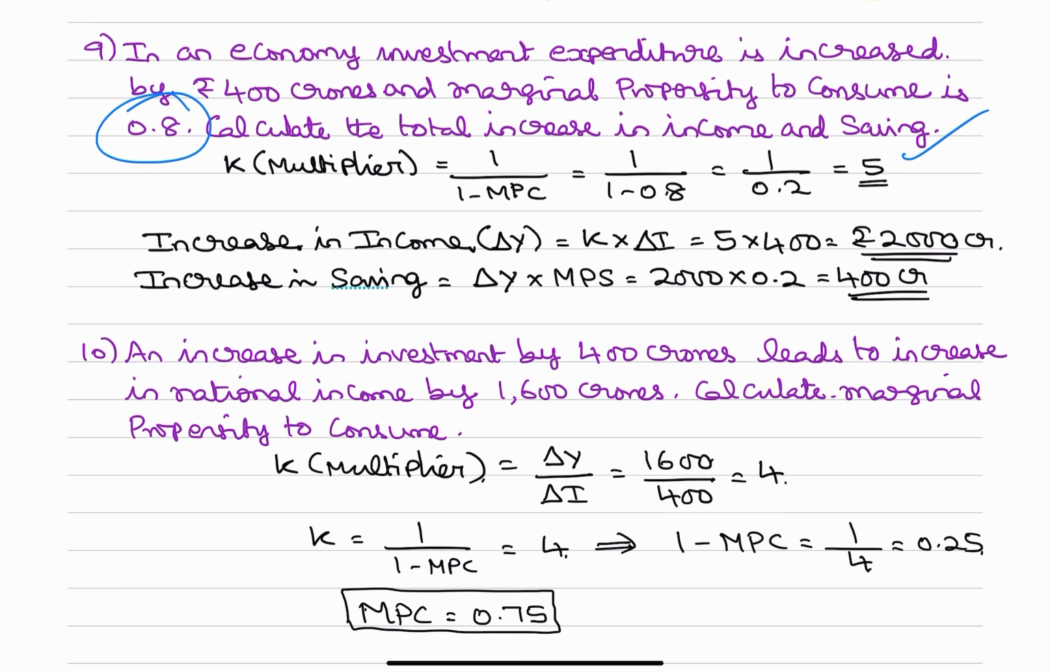Then increase in income, that is change in income, is equal to multiplier into change in investment, that is 5 into 400. Increase in income is 2000 crores. Increase in savings, that is change in income into marginal propensity to save. Here the marginal propensity to save is calculated by subtracting marginal propensity to consume from 1, that is 0.2. 2000 into 0.2, that is 400 crore.